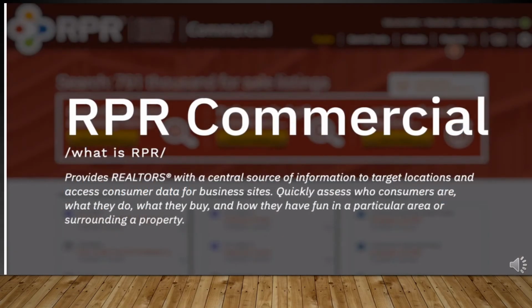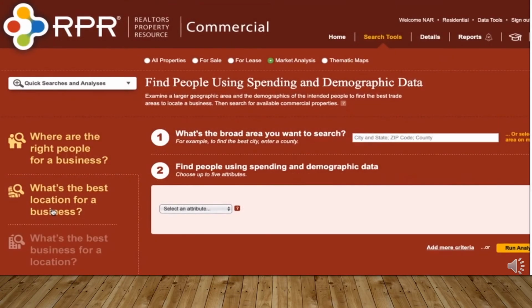RPR Commercial provides realtors with a central source of information to target locations and access to consumer data for business sites. Quickly access who consumers are, what they do, what they buy, and how they have fun in an area or surrounding a property. Where are the right people for the business?